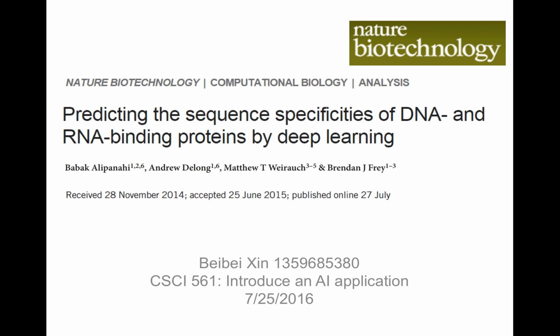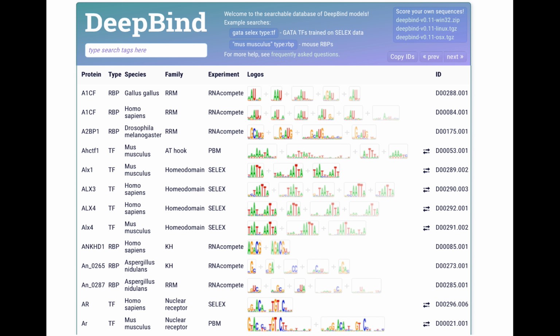I'm going to introduce a breakthrough tool in computational biology. It came out last year. It was used to find out the protein's binding site on DNA. It's called DeepBind. So here's the interface of the DeepBind database. The users can search for a protein and find its binding site. For example, one example here is ALX1. It binds on the DNA on TAA.